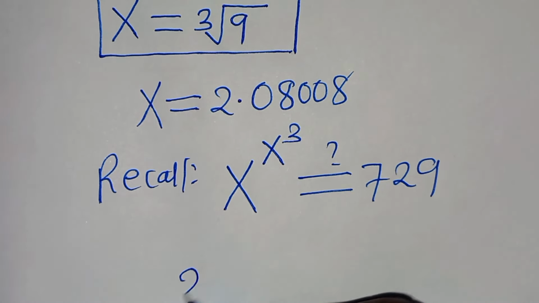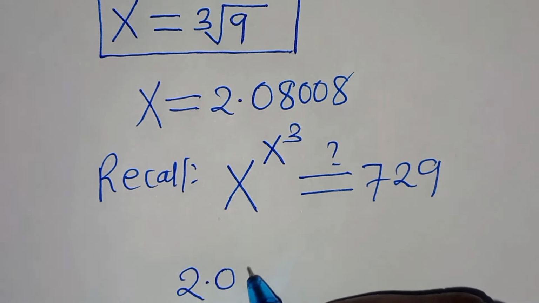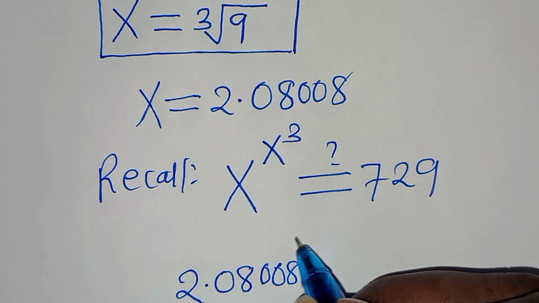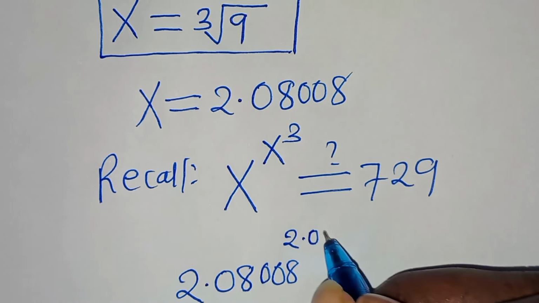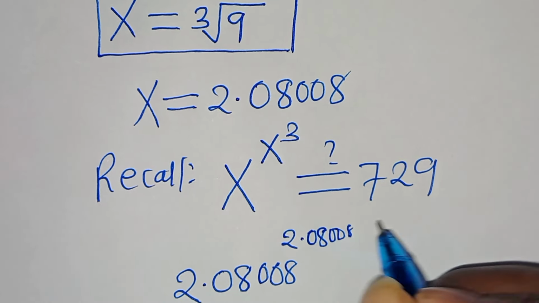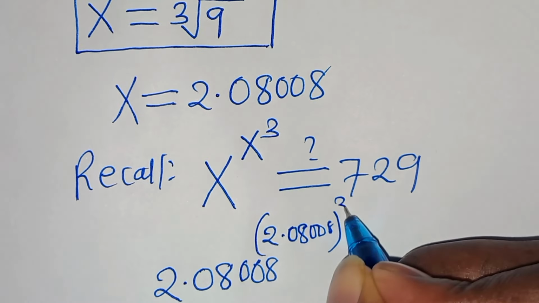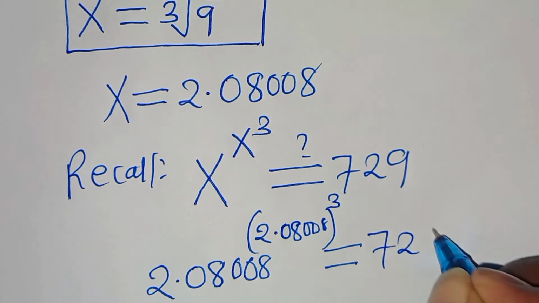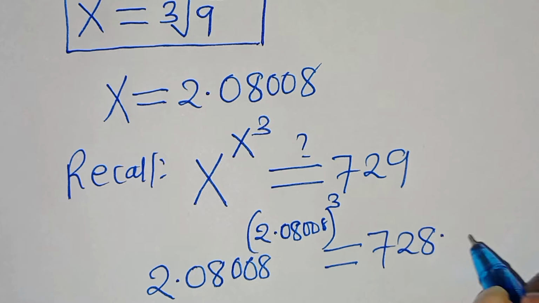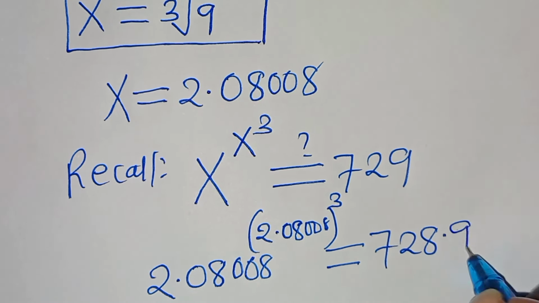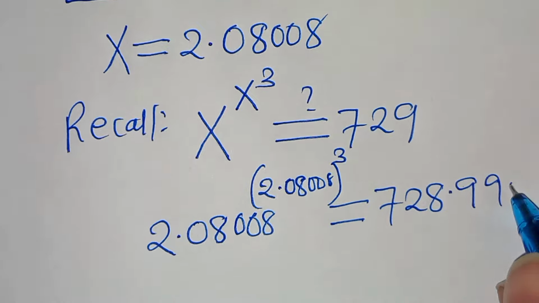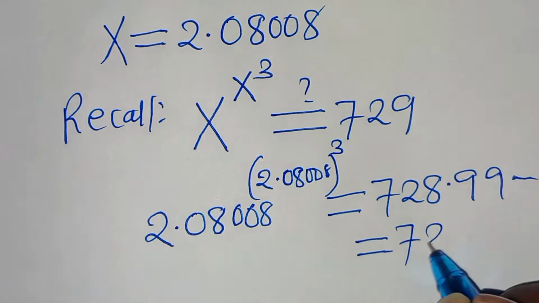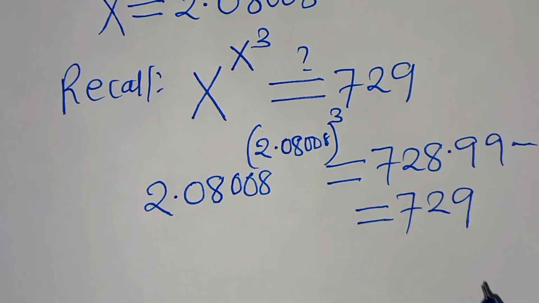So now here we have 2.08008 raised to the power of 2.08008 raised to the power of 3. This is actually equal to 728.99. Yes, so at this point you can round off here, so that now here we have 729.